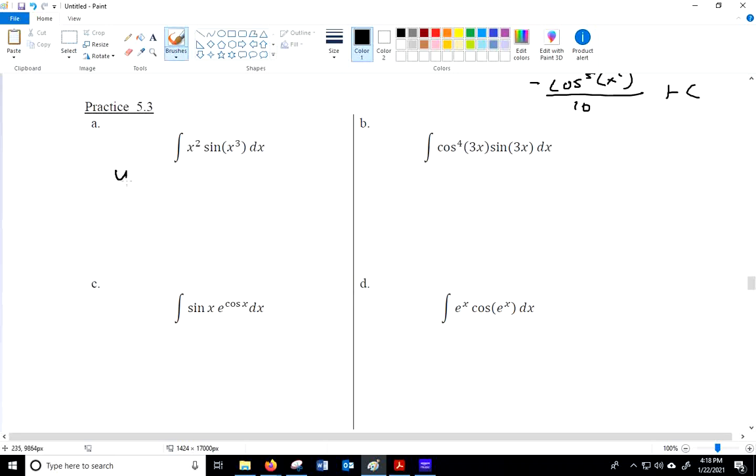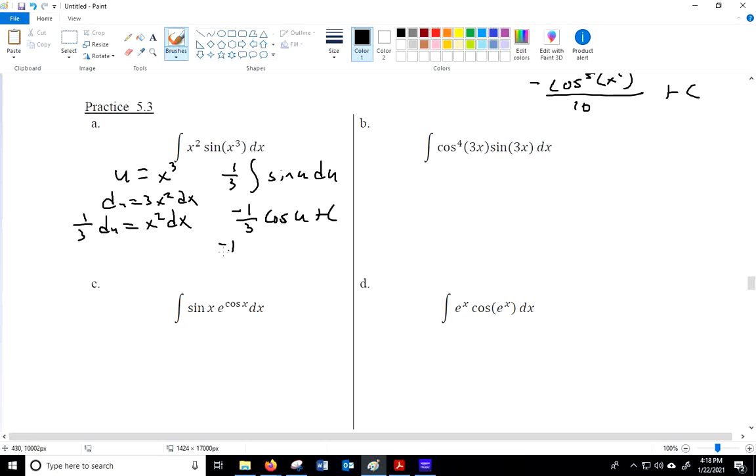All right, I want you to let u equal x cubed. So then du equals 3x squared dx. That makes 1/3 du equal to x squared dx. So this is 1/3 times the integral of sine u du. The integral of sine of u is negative cosine. So this is negative 1/3 cosine of u plus c. Negative 1/3 cosine, my u was x cubed. Replace that, plus c.